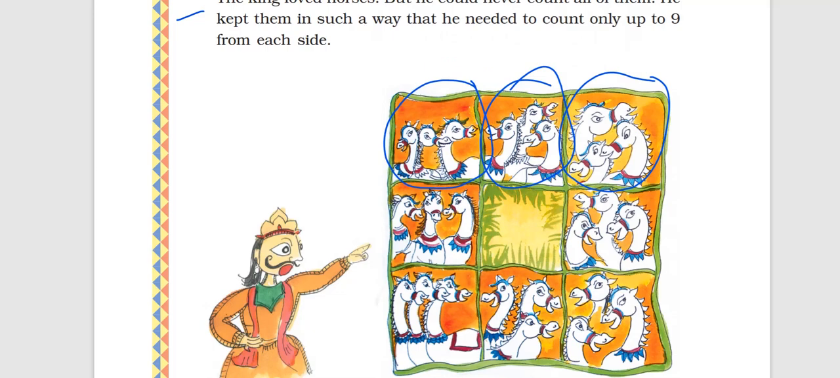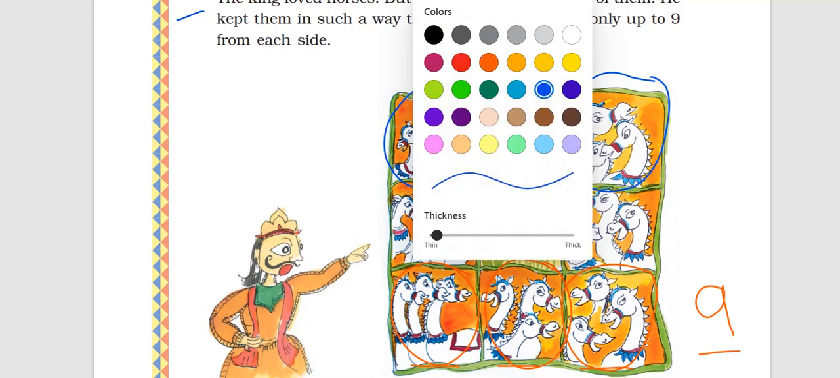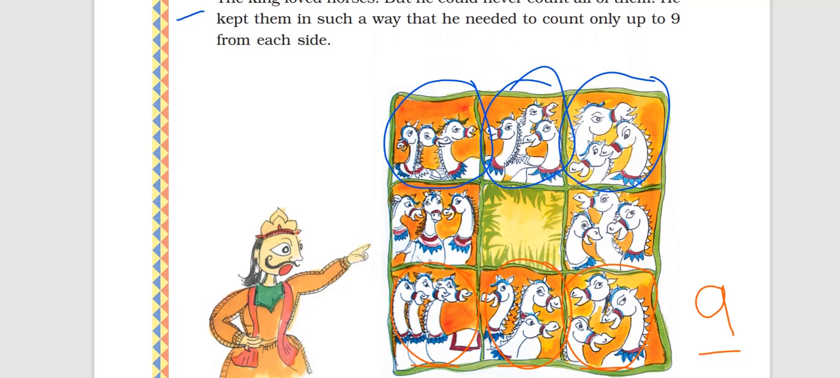So another 3 horses in this box, another 3 over here, another 3 over here. Right, so we have 9 horses here, 3 plus 3 plus 3, 9. And we have 3 plus 3 plus 3, 6 plus 3, you have another 9 over here, right?